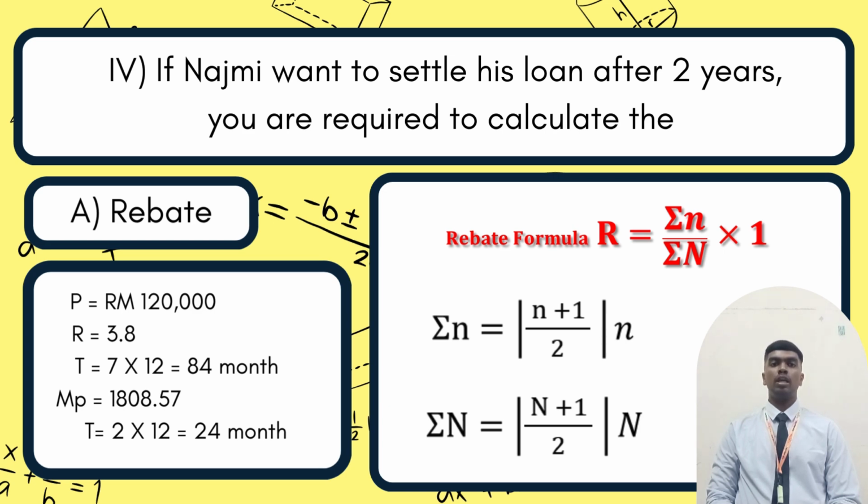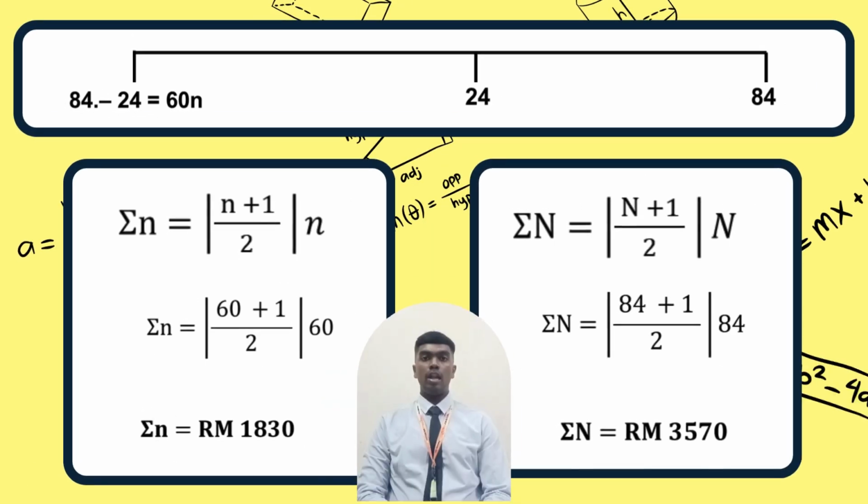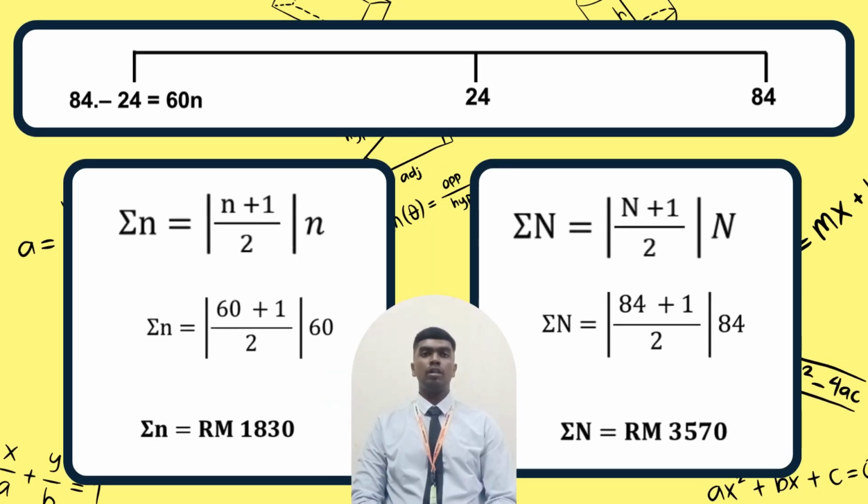If Najimi wants to settle his loan after 2 years, we are required to calculate. P equals RM120,000, R equals 3.8%, T equals 7 times 12 equals 84 months. The monthly payment is RM1,808.57. T equals 2 times 12 equals 24 months.